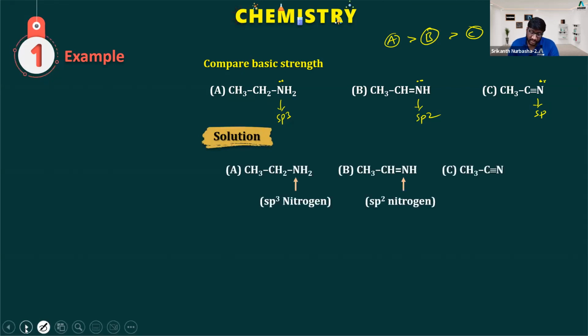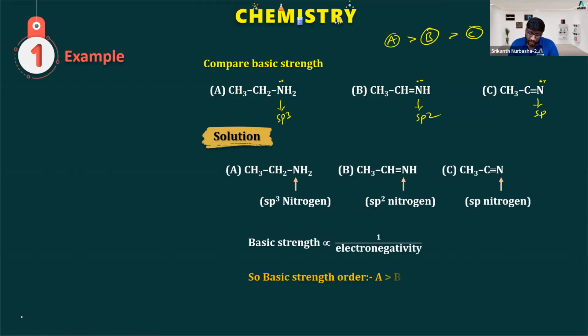Yes or no? sp3 hybridized nitrogen, sp2 and sp hybridized. Basic strength is inversely proportional to electronegativity. So A will be more basic, then B, then C.